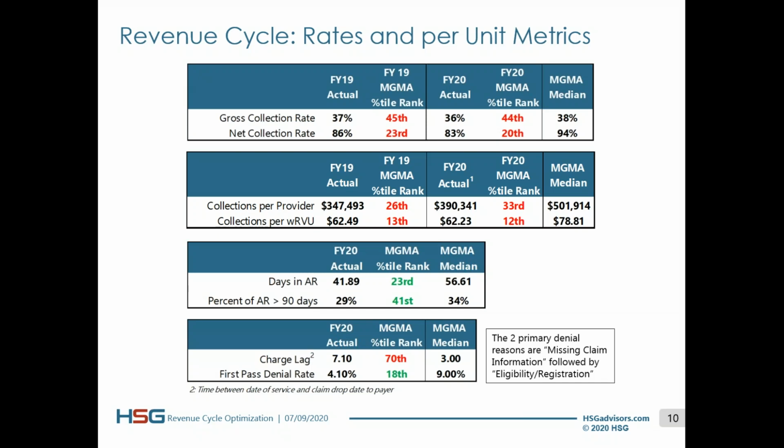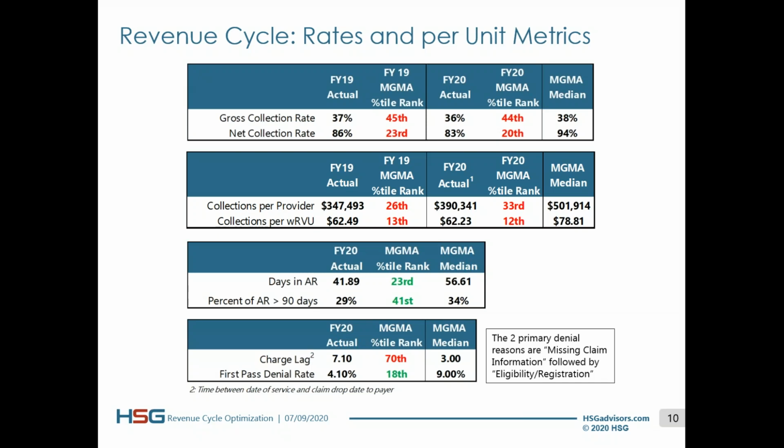The net collection rate, or adjusted collection rate, so factoring in our contractual adjustments, are we collecting what is due us? And you can see here in this particular example, if you look to the far right, the MGMA median for this particular specialty was at 94%. The closer you get to 99 or 100% is where you want to be.